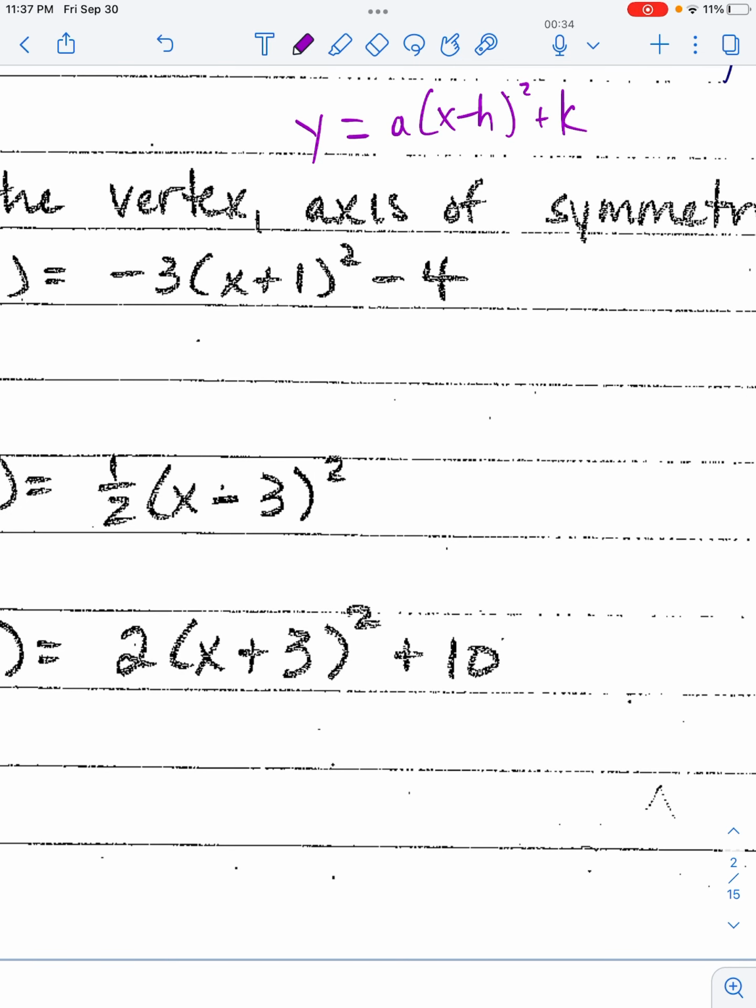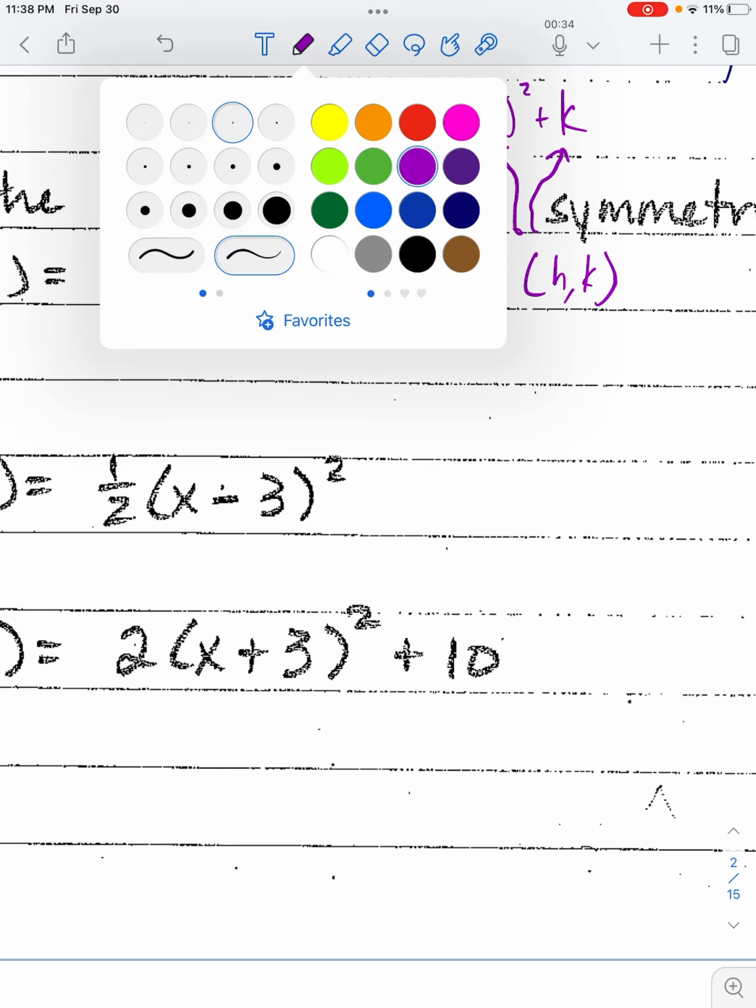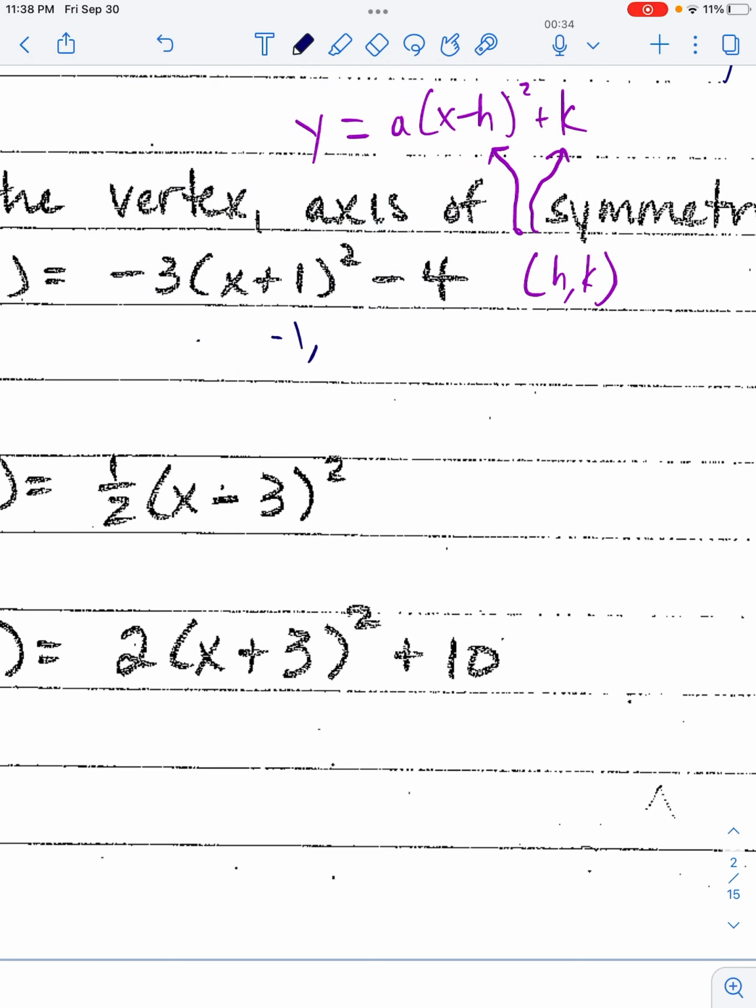So the way this is working, what's the vertex here? The vertex is going to be (h, k), referring to this formula above, okay? So for this problem, what's my h? If I look at the number that's inside my parentheses with my x, that's positive 1. My h is the opposite of that. So my h is negative 1, okay?